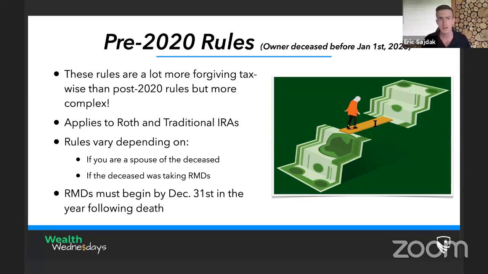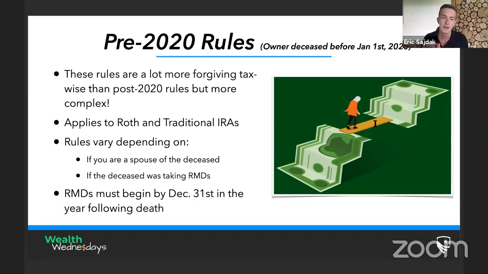So these pre-2020 rules are a lot more forgiving tax-wise, but they are more complex. And again, this applies to both Roth IRAs as well as traditional IRAs. You are required to distribute so much of each of those accounts as you receive them as inheritances. And these rules will vary depending on essentially two factors.